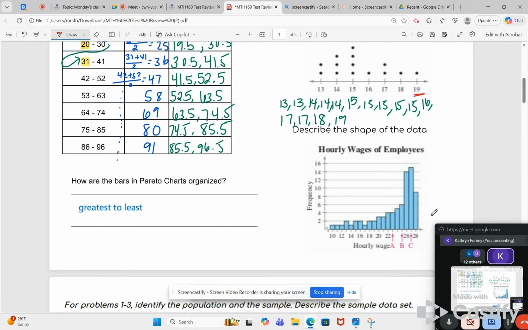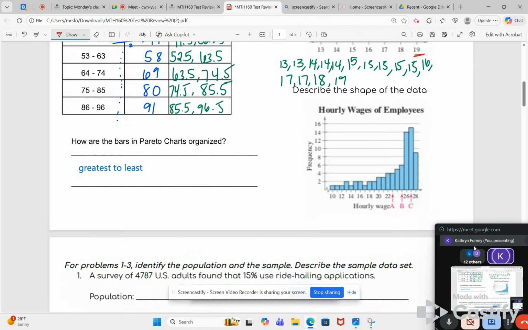All right. So now, looking at this histogram here, how would you describe the shape of the data? So is it uniform? Is it skewed right, skewed left?